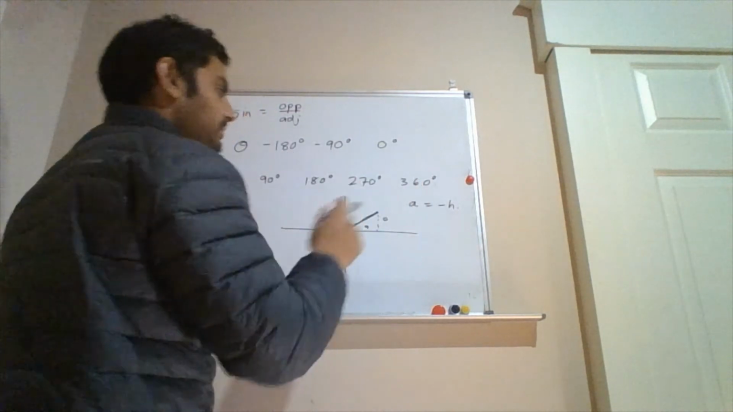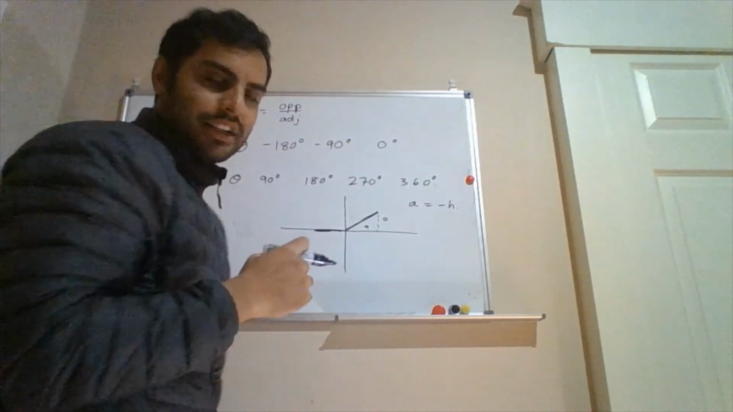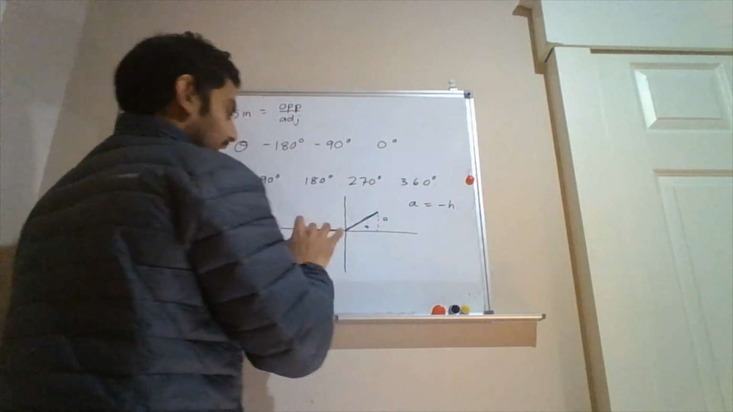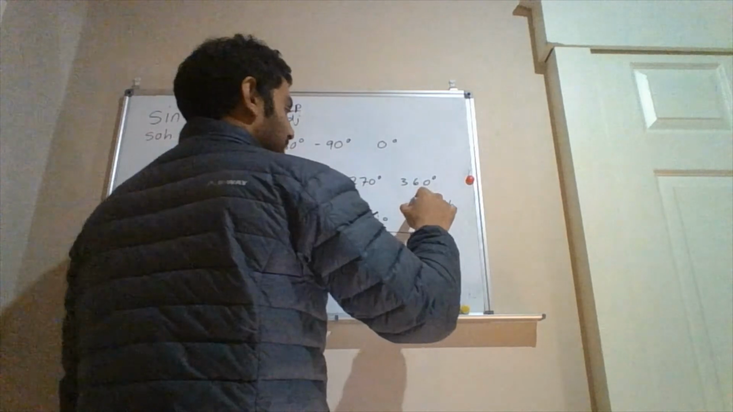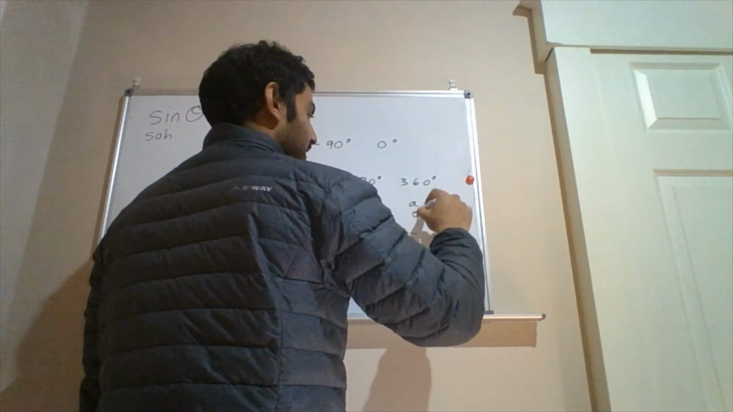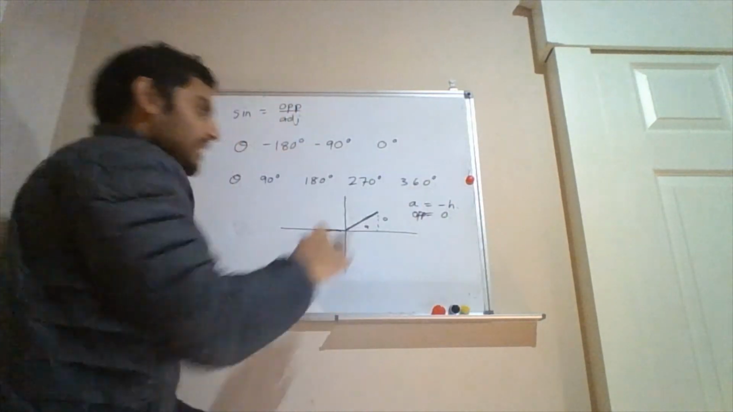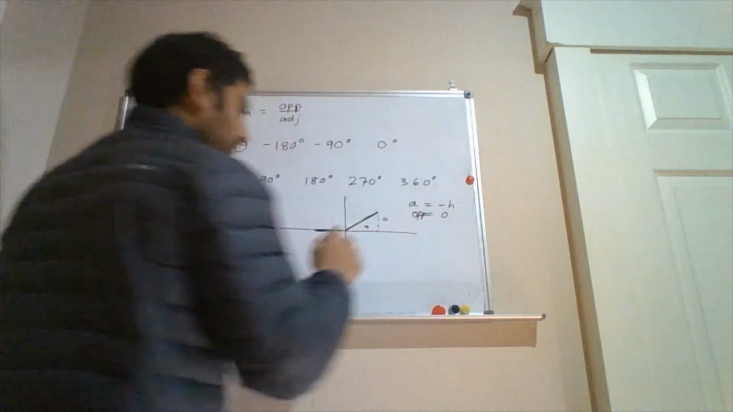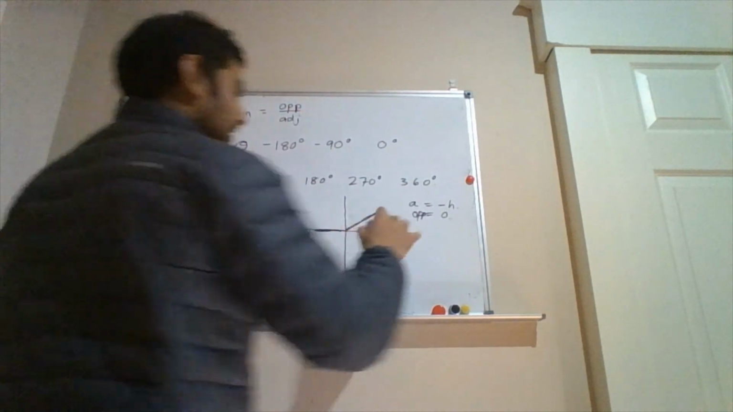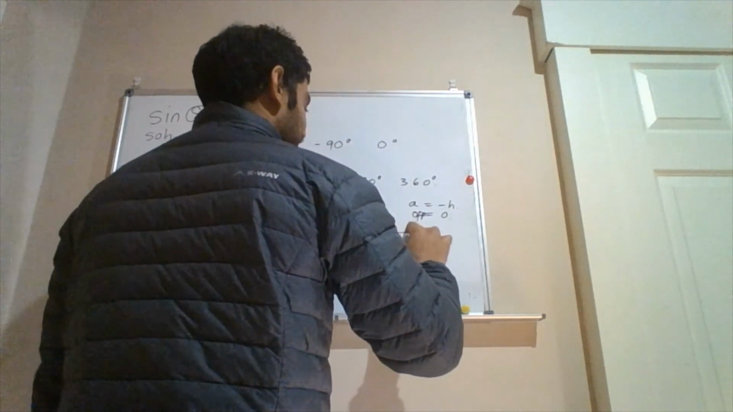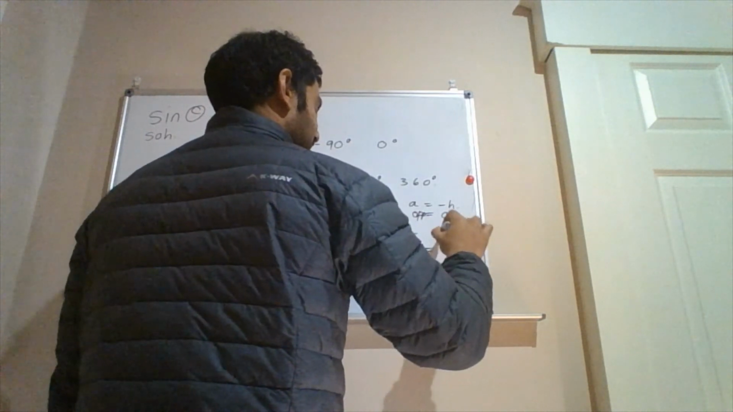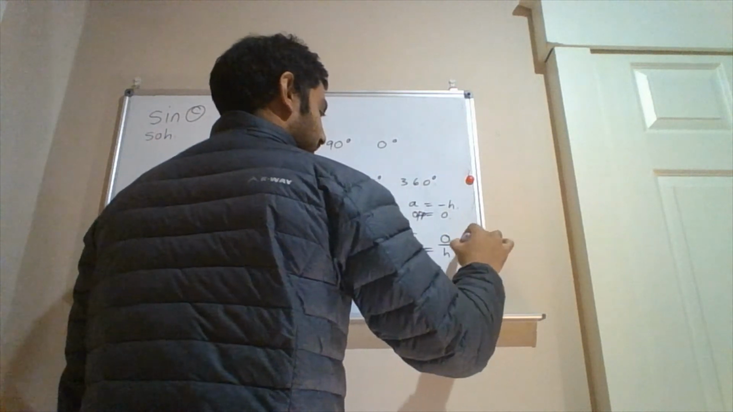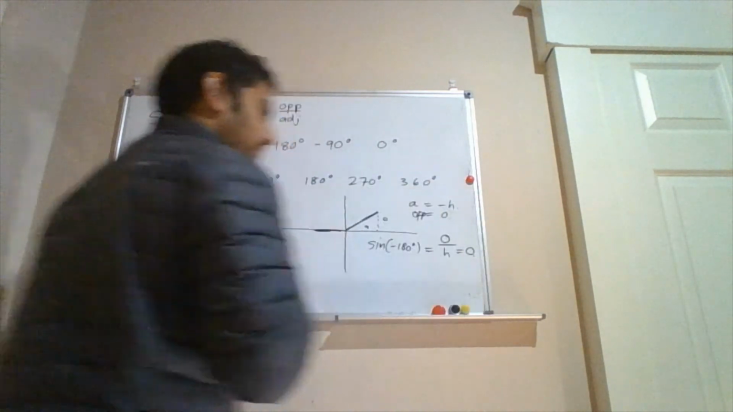So this is not important because adjacent doesn't feature in the SOH rhyme. We only need the opposite and the hypotenuse. And when the graph is flat like this, our opposite is 0. Okay, so our height is 0 when it's flat. So now we can calculate it very easily. Sine of negative 180 is equal to opposite over hypotenuse, so it's going to be 0 over the hypotenuse, which is 0.